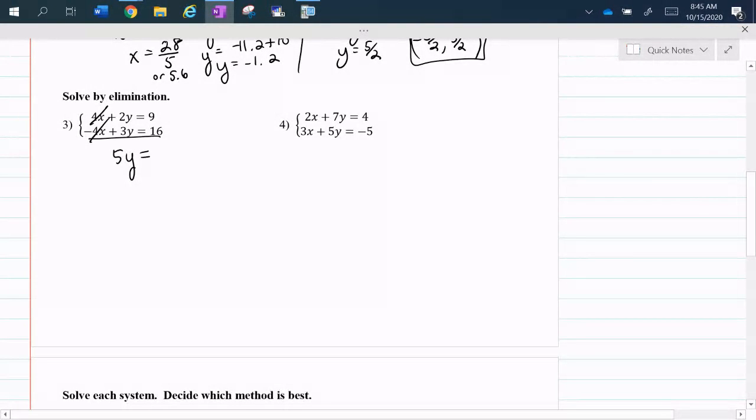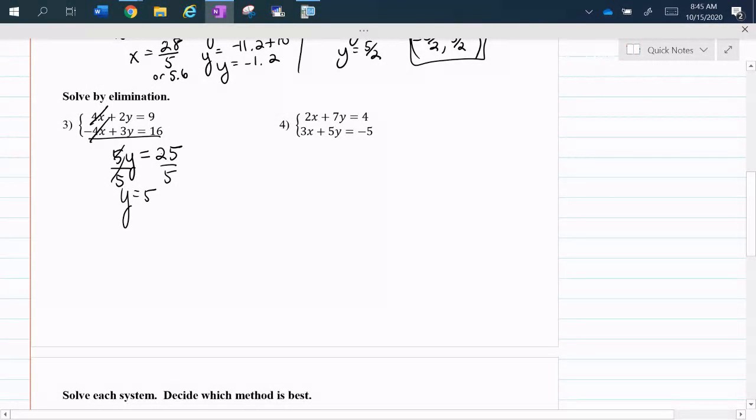So what you're going to do is add the left side of the equations together and then add the right side of the equations together. 9 plus 16 is 25. So then I end up with a simple little easy equation that only has one variable, so I'm going to solve for y. So y is equal to 5.